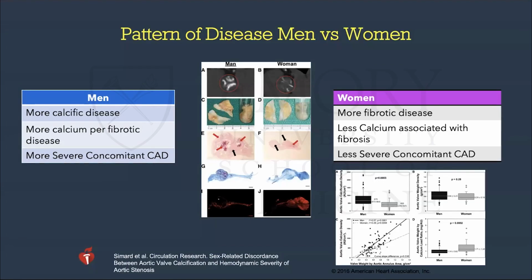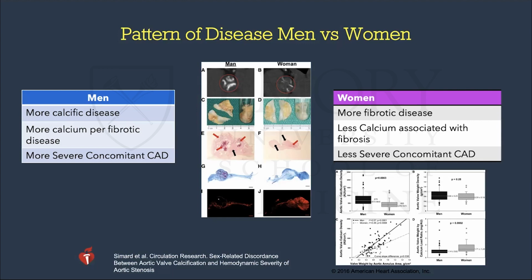So the reason for these men and women differences is that there are different phenotypes of disease among men and women. As we see here on the left side, men tend to have more of a calcific disease of the valve. They tend to have more calcium per fibrotic area. They also tend to have more severe CAD. In contrast, among women, the valve is more fibrotic, less calcium is associated with fibrosis, and there is also less severe coronary artery disease concomitantly.